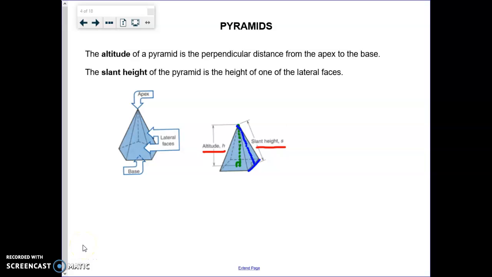All right, so from where we left off, on the last video we talked about the altitude of a pyramid, which is the perpendicular distance from the apex to the base. I have that in green, you'll notice right here on this square pyramid. The slant height, in the blue dash line, goes from the edge of the base perpendicular up the side to the apex. Slant height is usually labeled with S, altitude is usually labeled with H, okay?